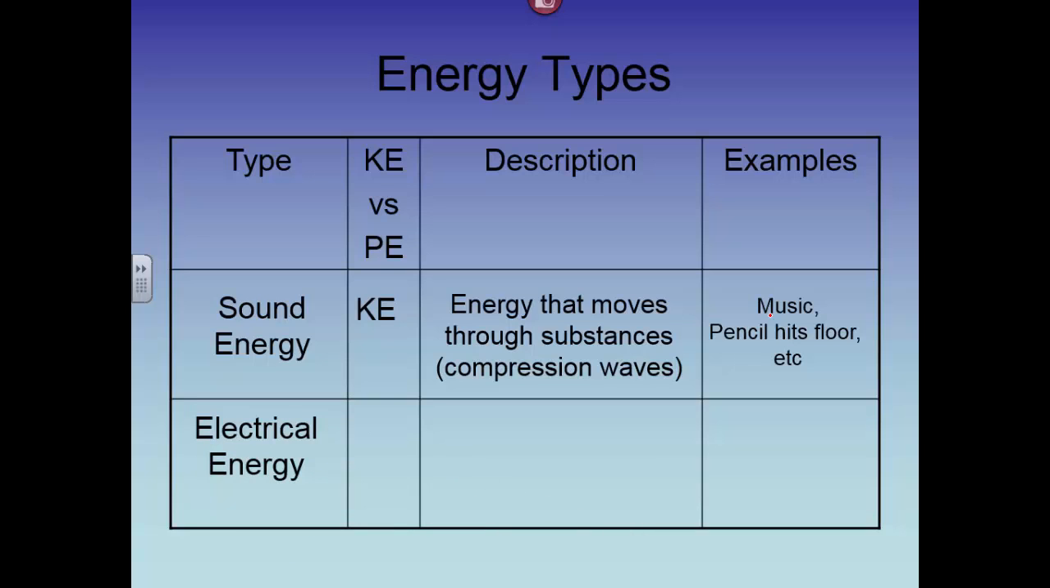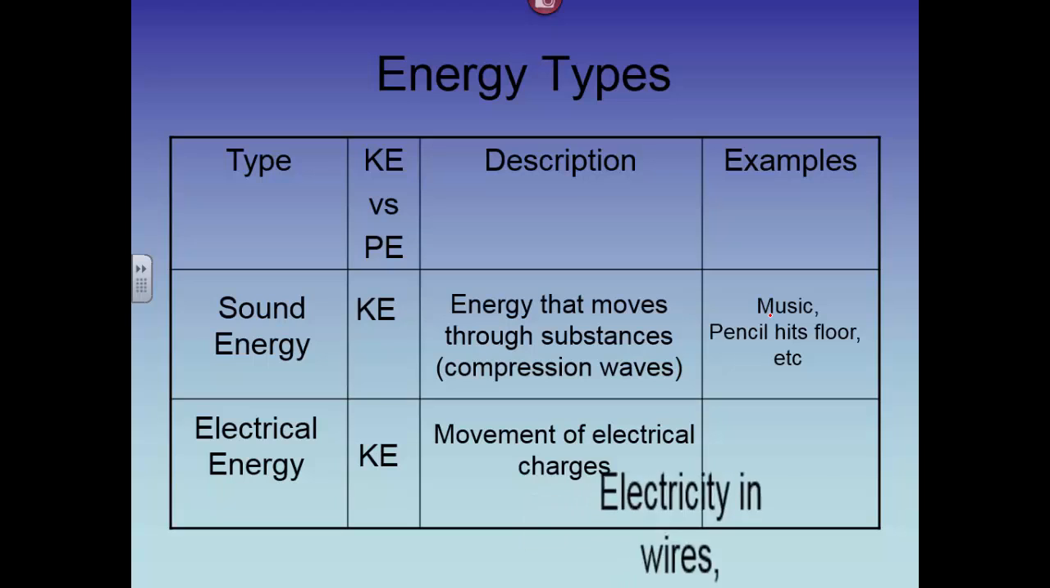And electrical energy. You're probably pretty familiar with this one. This is kinetic energy as well, molecules in motion. It's the movement of electrical charges. You might know that batteries have a positive end and a negative end. The movement of those charges or electrons from one end to the other is what provides the electrical energy. And examples, of course, electricity in the wires like in your house or in our school, and then lightning is another interesting example of electrical energy. And the earth science classes are actually talking about that right now.